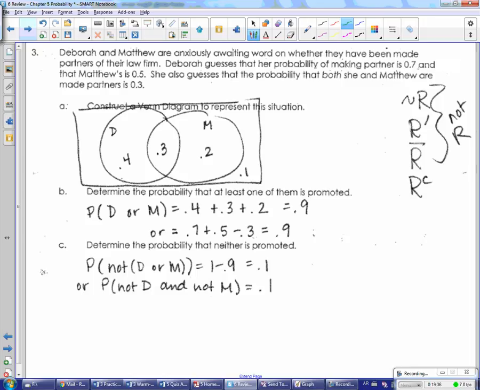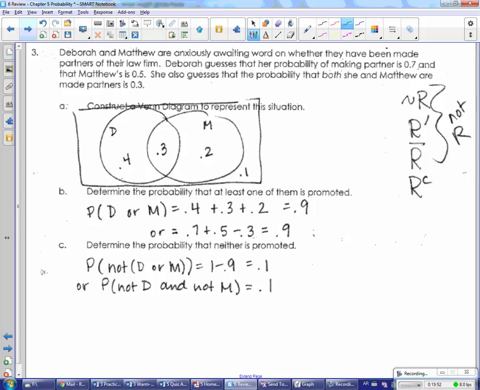Number 3, I think this is a situation where it makes the most sense to construct a Venn diagram. A Venn diagram is basically for when you're looking at things that are kind of similar, that perhaps overlap, whereas a tree diagram is best to illustrate a sequence of events.